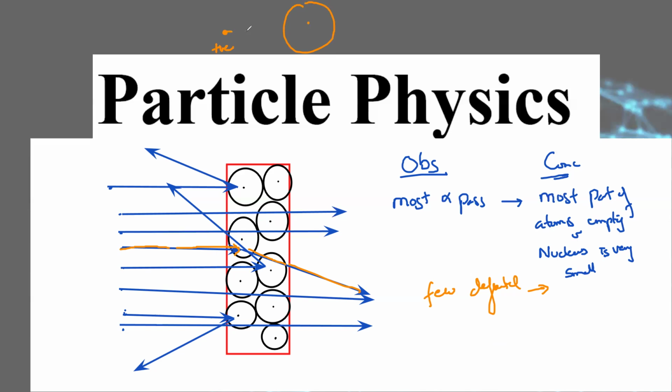So if the alpha particle had the opposite charge of the nucleus, then it should be attracted towards the nucleus. But if the alpha particle is deflected and changes direction, it means it experiences a repulsion. So a few of the alpha particles were deflected. What he concluded from this is that the nucleus contains the same charge as an alpha particle, or the nucleus contains positive charge, or the nucleus is positively charged.